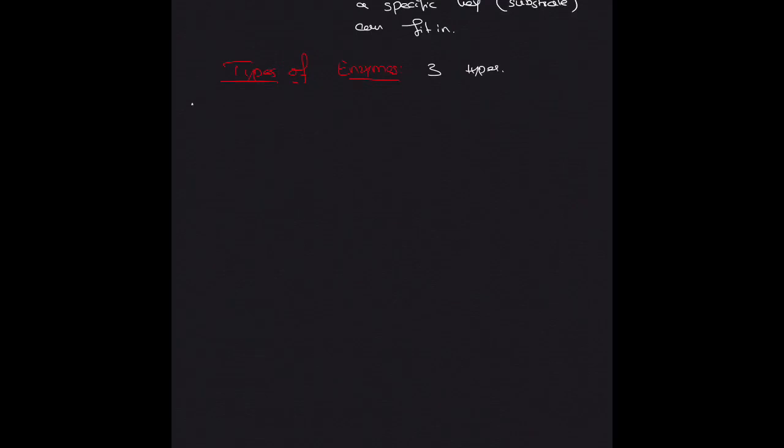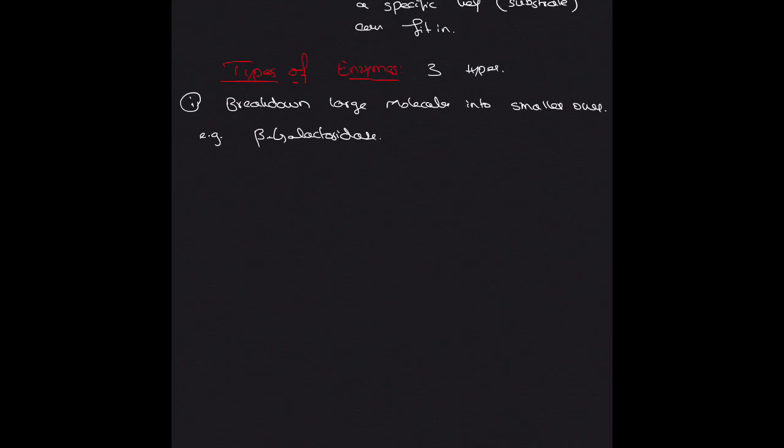So how many types of enzymes are there? There are actually 3 types of enzymes. The first type is the enzymes which break down larger molecules into smaller ones. For example, the enzyme like beta-galactosidase, which actually catalyzes the breakdown of lactose into glucose and galactose.